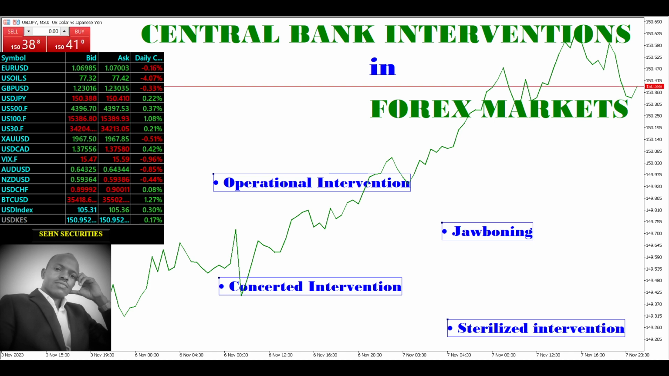Finally, it is worth noting that central bank interventions can have a significant but temporary impact on the forex market. While they can influence short-term price movements, the long-term direction of exchange rates is primarily determined by economic fundamentals and market sentiment. Market participants like you and I should carefully consider these factors when making forex trading decisions.